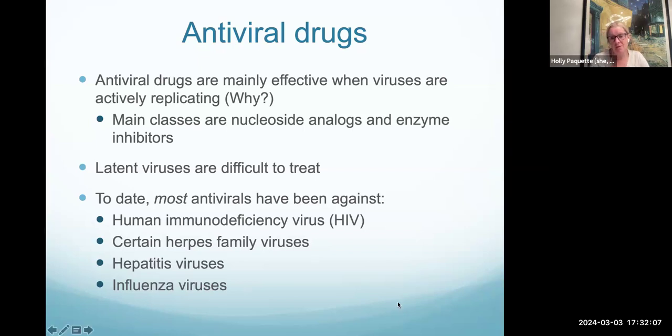Most of the antivirals to date are against the human immunodeficiency virus, or HIV. We have some medications that work against certain herpes family viruses, and then hepatitis viruses and influenza. There are new antivirals that have been made for SARS-CoV-2, but we're really early on in that because it's such a new disease.